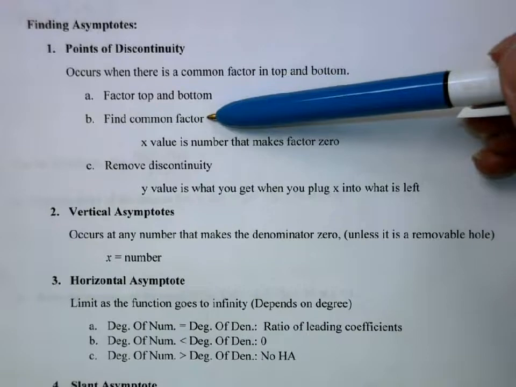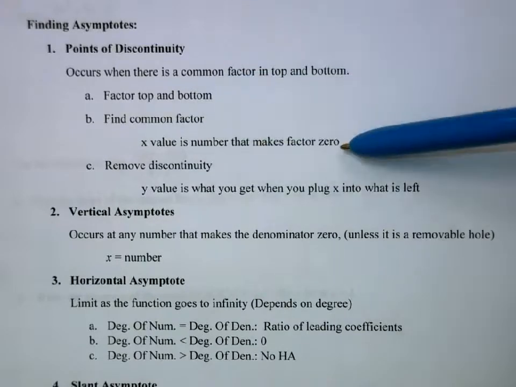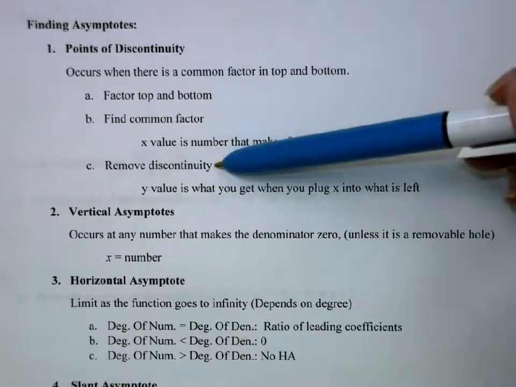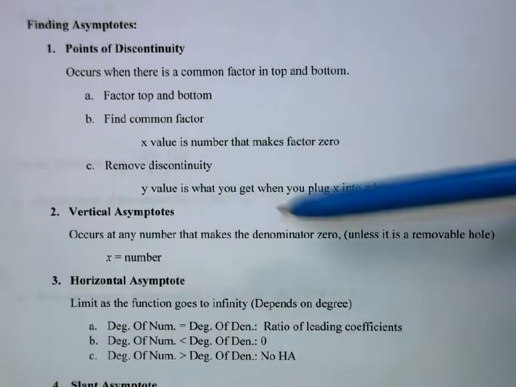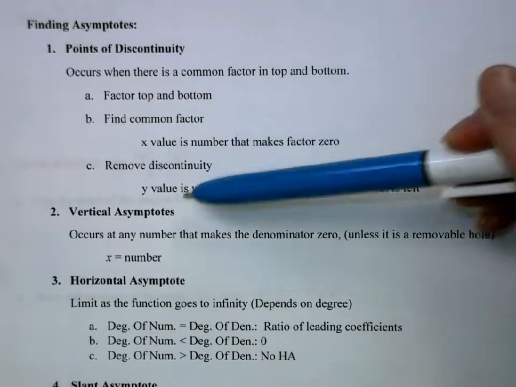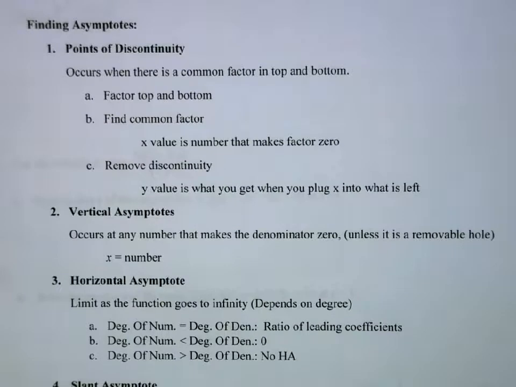Find if there is a common factor. That doesn't have to be. Whatever makes that factor 0 is the x value of the coordinate. Remove it, so take out the common factor, plug the value you got here into what's left, and that is the y value of your point of discontinuity.